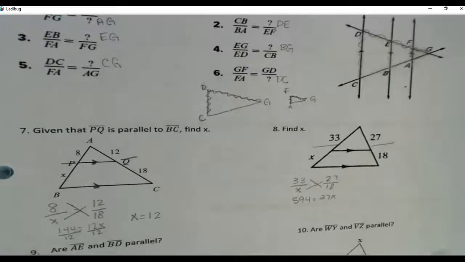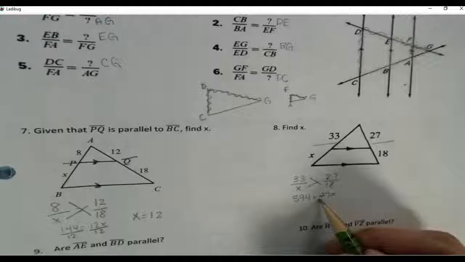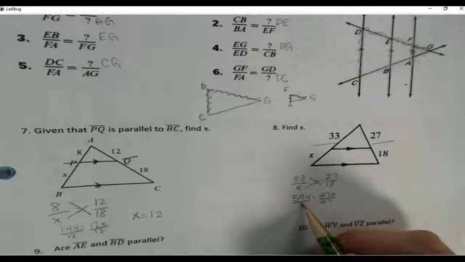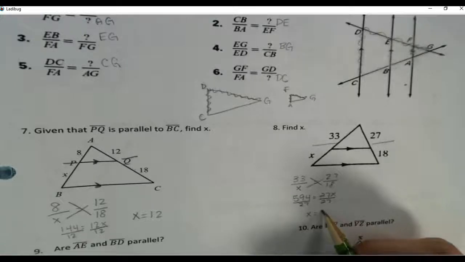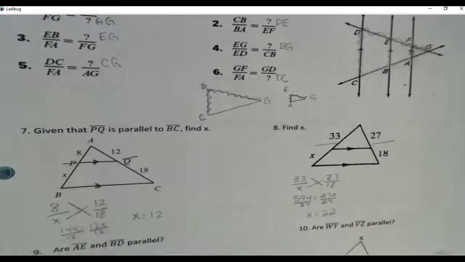And what's my next step? Yep, so we divide by 27. And so we get X equals what? Good, 22. Perfect. Any questions on this? Of course, you can have some like what we did yesterday where it's more than X, like X plus 3 or X plus 4. Those you solve the same way. There's not many of them, but a couple.